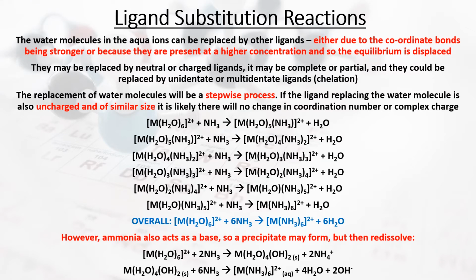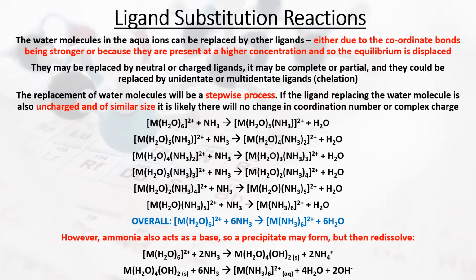And this brings us on to ligand substitution reactions. As we've seen in the carbonate example earlier, or in other videos of this series, we can actually replace the water molecules in these hexaaqua ions by other ligands. Now, the reason this will happen is sometimes twofold. It'll either be because our coordinate bonds are stronger.